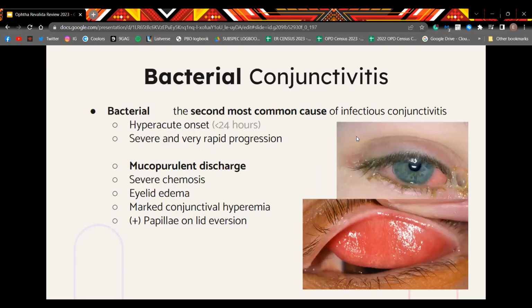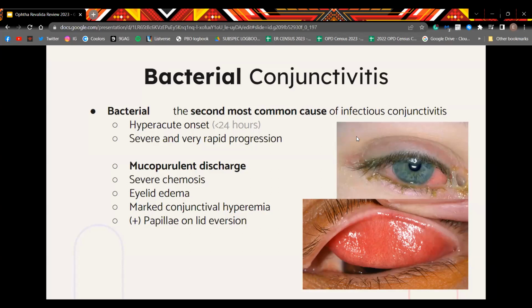Next would be bacterial conjunctivitis. So, this is characterized by a hyperacute onset. So, mabilis siya mag-develop o mag-progress. So, meron severe and rapid progression. And meron siyang mucopurulent discharge. So, kapag magmumuta yung patient, medyo malagkit yung muta niya. So, you would lean towards bacterial more than viral. Also found here would be severe chemosis, eyelid edema, marked conjunctival hyperemia, and papillae on the eversion.